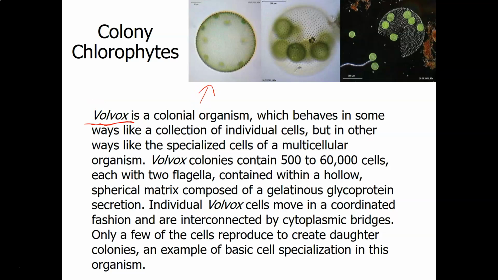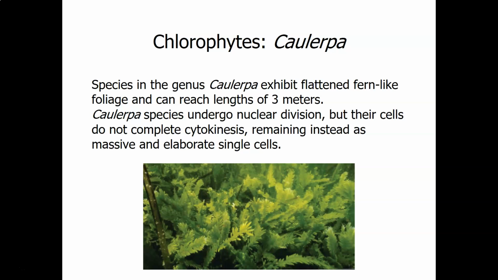This is Volvox under a lower power, and this is Volvox under a higher power. They are algal cells that live together in colonies from 500 to 60,000 cells in the colony. And those cells do have two flagella each. And then another chlorophyte is your Caulerpa, which is just another multicellular algae.